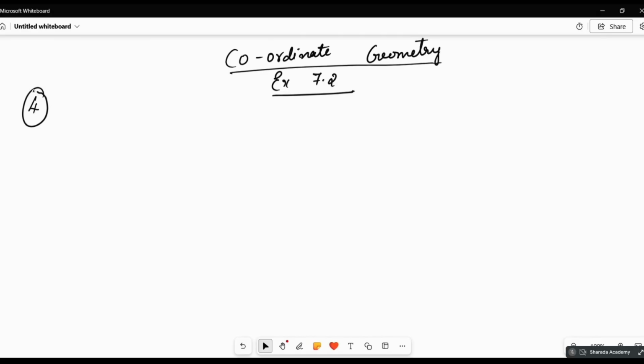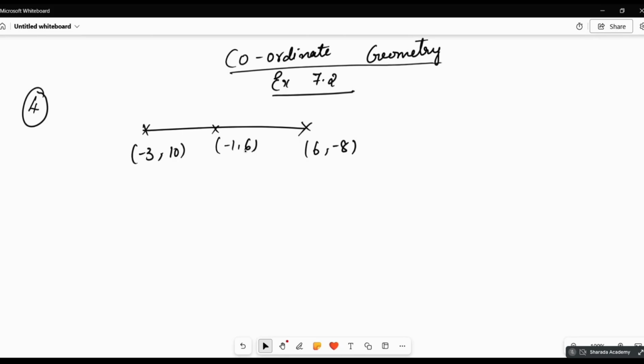Find the ratio in which the line segment joining the points minus 3 comma 10 and 6 comma minus 8 is divided by minus 1 comma 6. Now find the ratio.